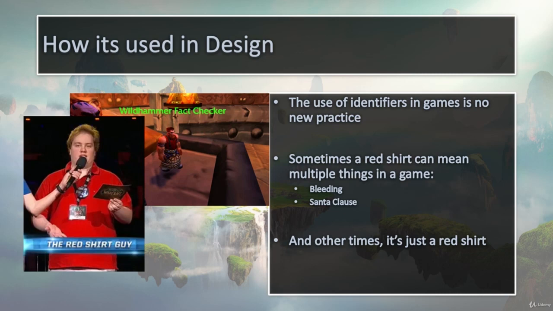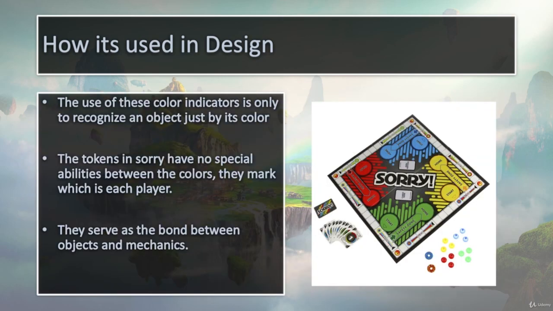Red shirts could have multiple meanings in general, but at other times, it's just a red shirt, like our favorite red shirt guy, who stumped half of the WoW development panel back at BlizzCon a couple of years ago. And the use of these color indicators is just to recognize an object just by its color. The tokens in Sorry have no special abilities between the colors, and they just mark which color each player is playing. They serve as the bond between the objective and the mechanics.